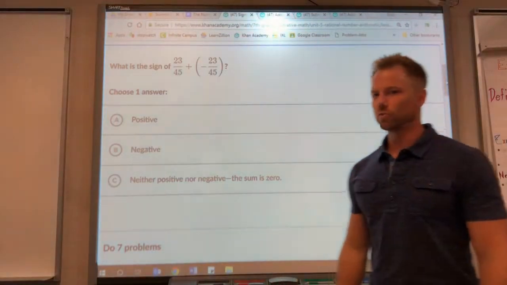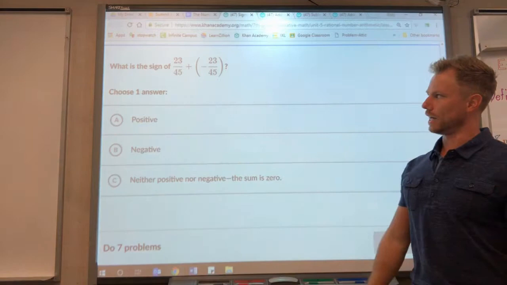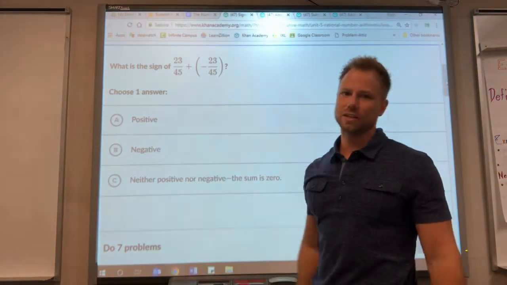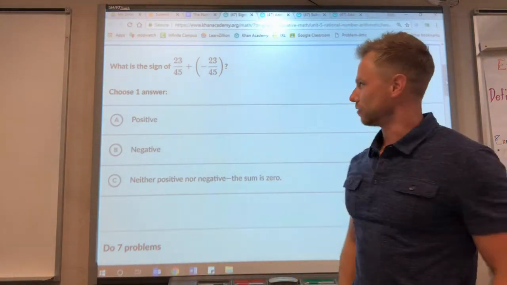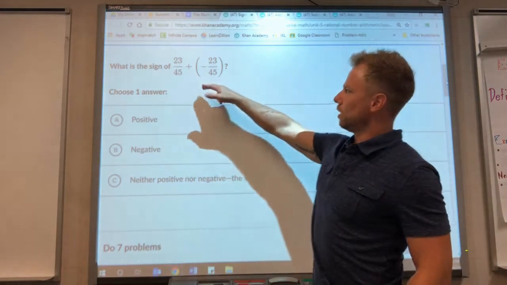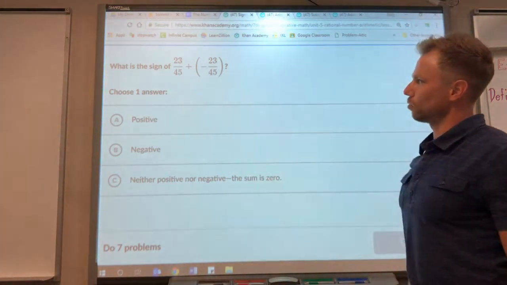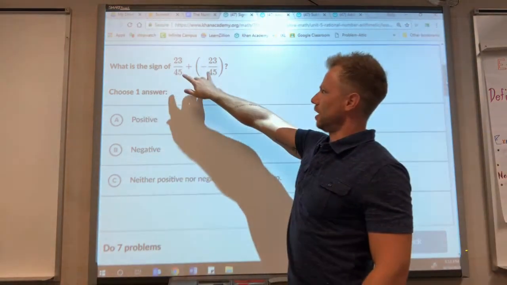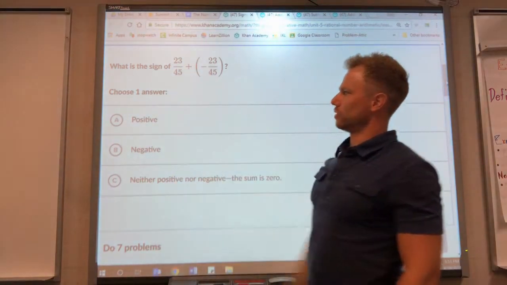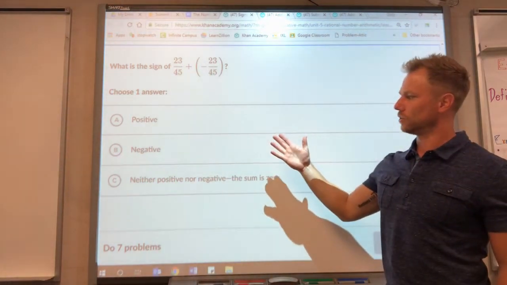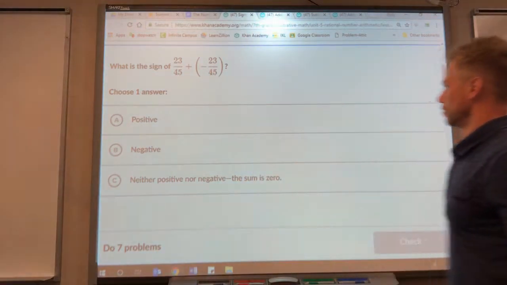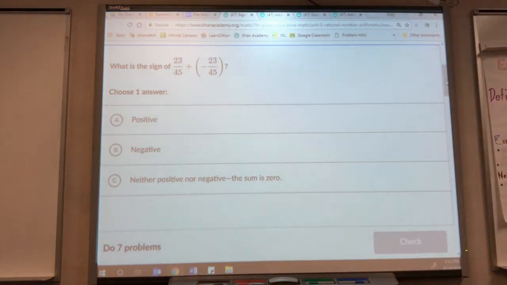Seventh graders, using the rules that we just talked about, we can now determine if the signs of these problems should be positive or negative. So we have 23/45 and negative 23/45. They are unlike signs, so we would subtract, and when you subtract those, you actually get 0. So our answer would be neither positive nor negative. The sum is 0.